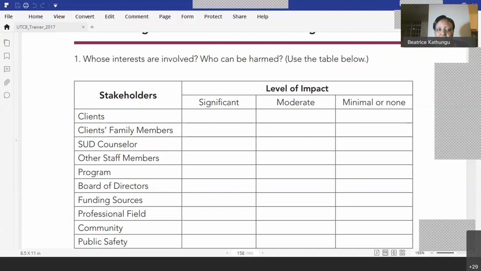What is the level of impact on the counselor? For me as a counselor, it will be a very significant one. I think so too, Titi. Thank you. Grace, you want to say something? Yes, Grace, please unmute yourself. Any other stakeholder? Yes, Grace, I see your hand. I was looking at the center itself.